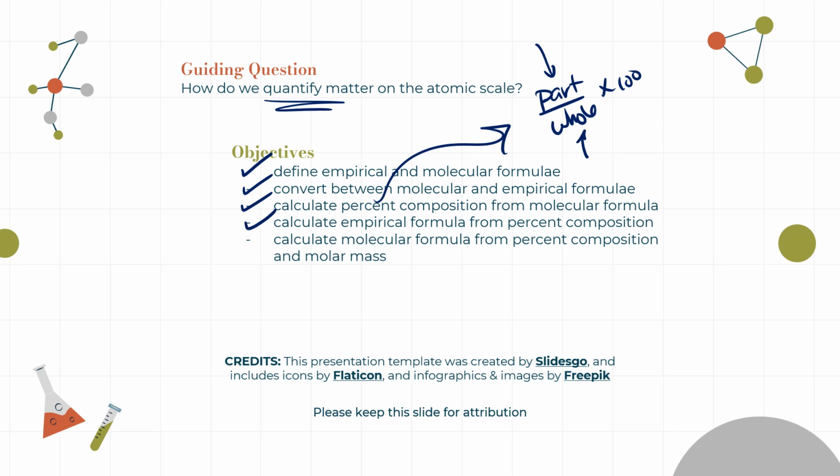We calculated empirical formula using percent composition, turning those percents into grams into moles to find a ratio and then scale it up to some whole numbers. And then we also calculated the molecular formula when we had an empirical formula first that we got from the percent composition and also that molar mass. Again, we scaled the molar mass of the molecular formula with the molar mass of the empirical formula that we got from the percent composition.